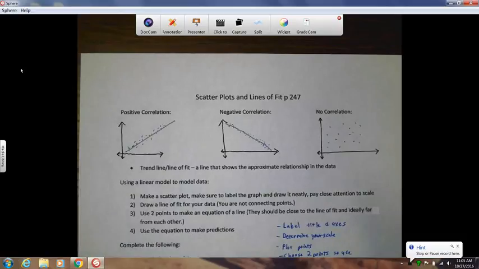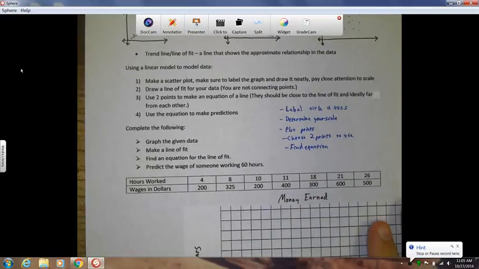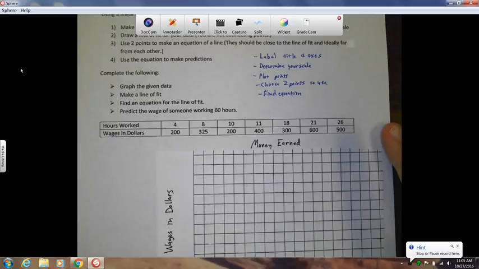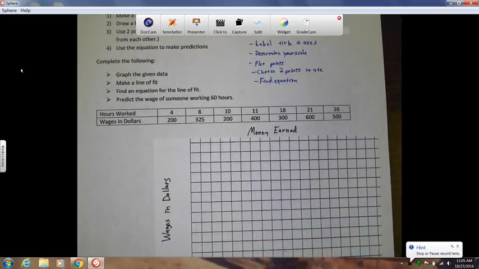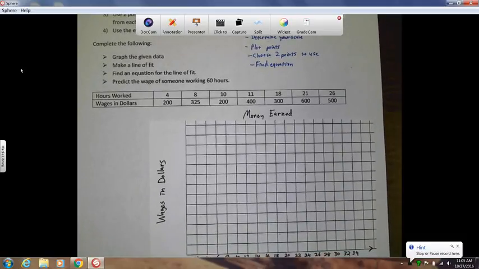Okay, so I'm going to complete the following: graph given data, make a line of fit, find an equation, and predict. The first thing you need to do is graph. As you graph, the first thing you need to do is label everything. So when you start, make a title. Label the y-axis. Label the x-axis.